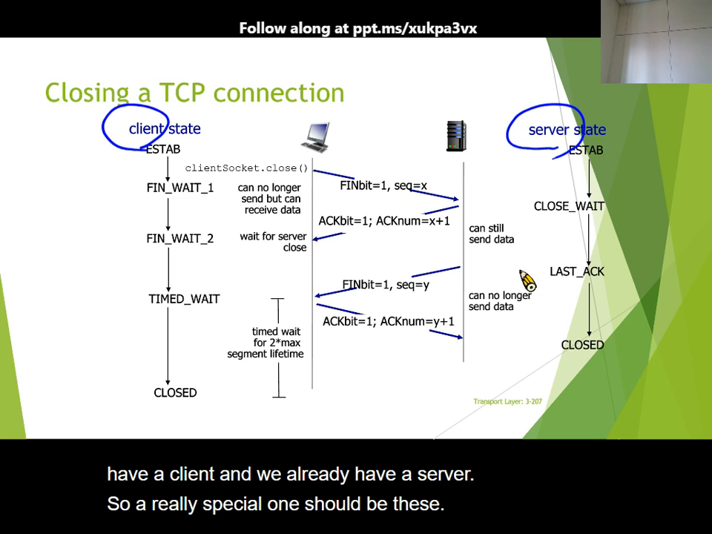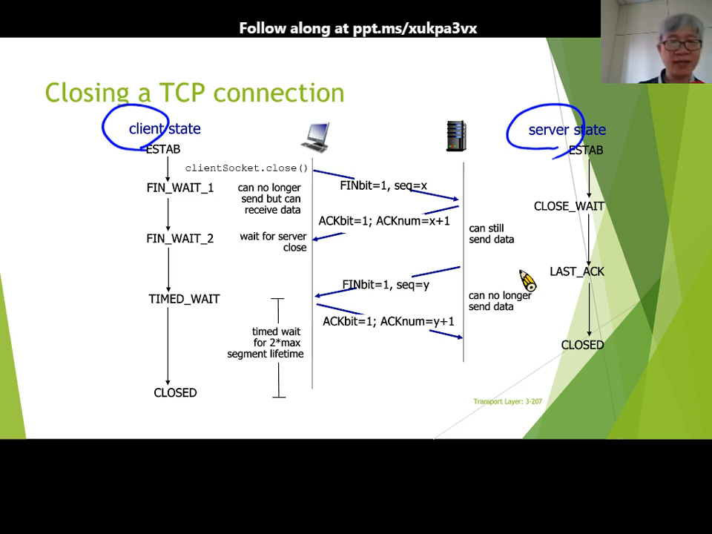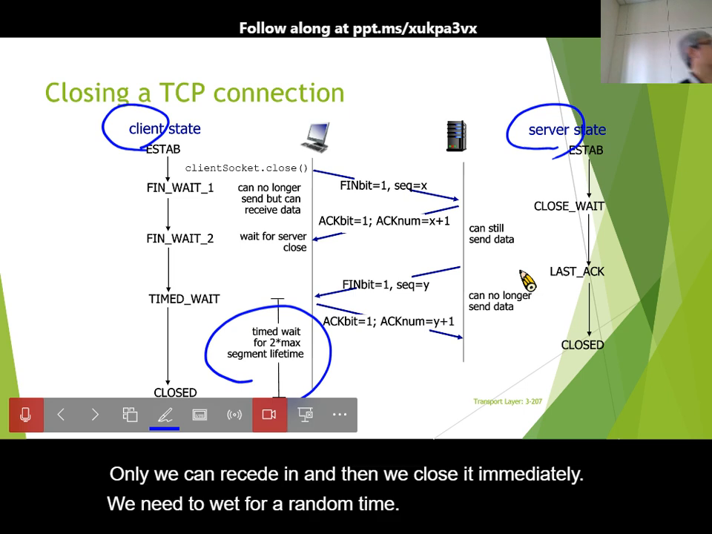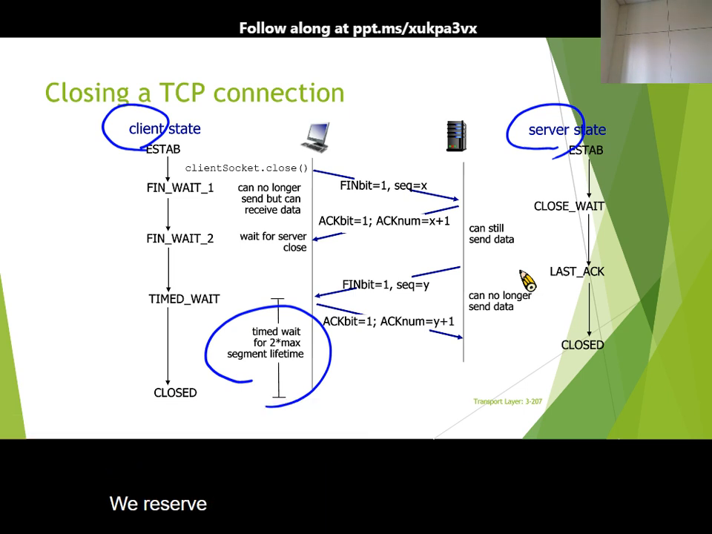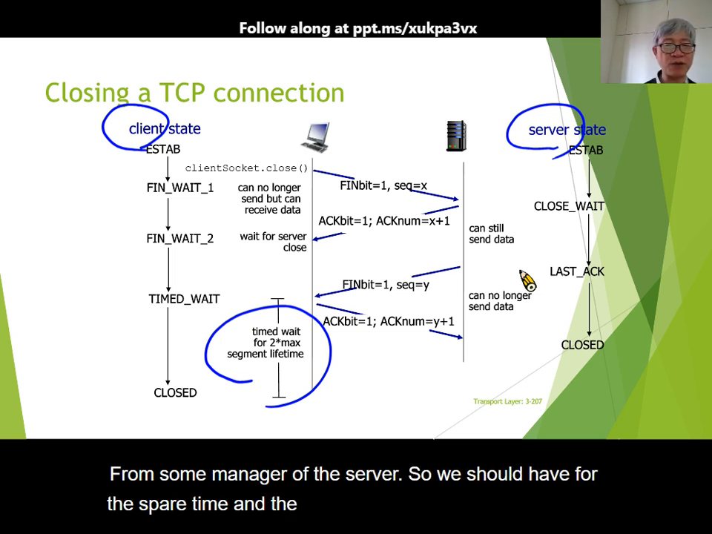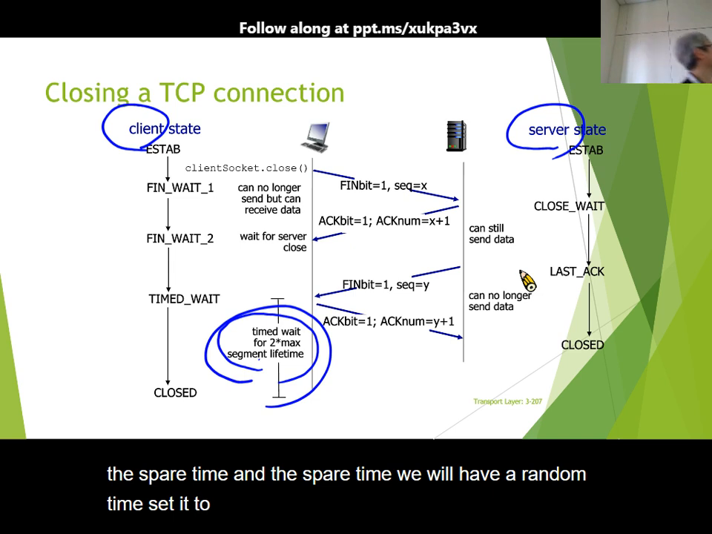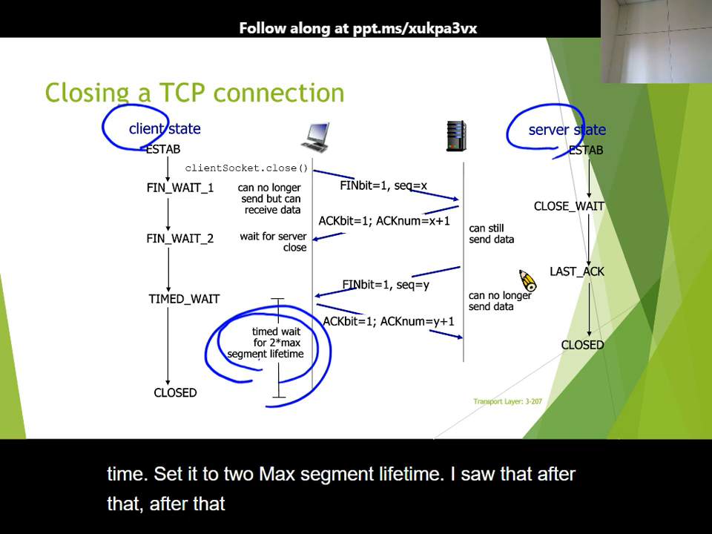We need to wait for a random time. Why? Because maybe we reserve the time, maybe something to do from some message of the server. So we should have the spare time, and the spare time we will set to a random time of 2 max segment lifetime. After that, the client can close it.